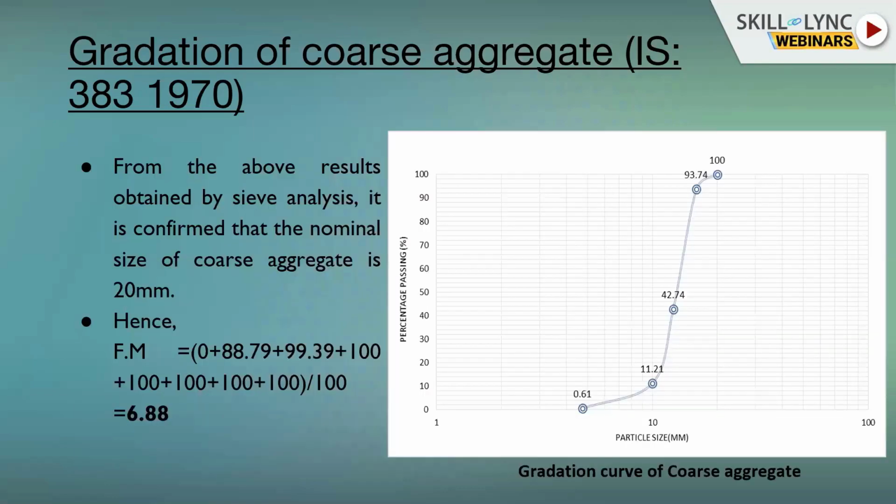Okay, so this is the same thing I made from that chart in Excel on the log 10 scale, showing how much percentage passes. For example, 0 passing from the 20 mm sieve means the aggregate is less than 20 mm. Then in the next sieve it is 88%, that means 12% is retained there, and then in the next sieve 99.39, and after that it all passes, and it is fineness modulus 6.